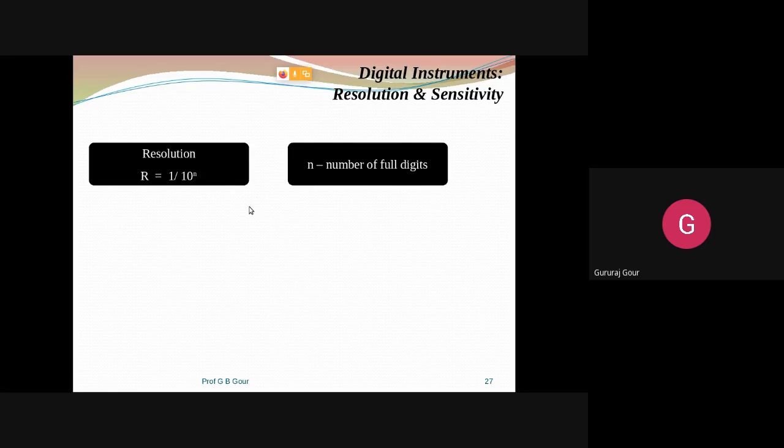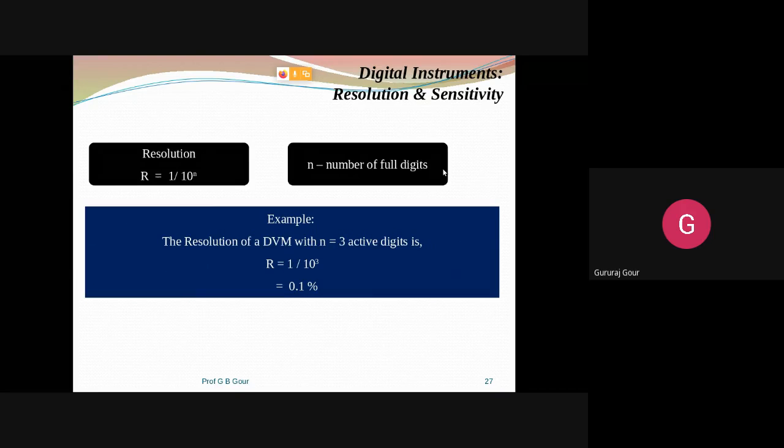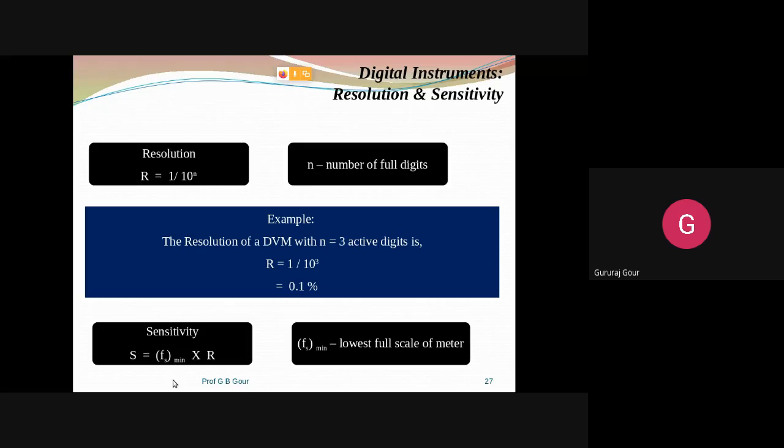So the normal formula for the resolution of the display of a DVM is 1 by 10 to the power n. Here n indicates the number of full digits, that is, how many total digits your DVM is going to display. For example, the resolution of a DVM with n equal to 3 active digits is 0.1 percent. This is what we mean by resolution. Sensitivity is Fs minimum times the resolution, where Fs minimum is the lowest full scale of the meter.